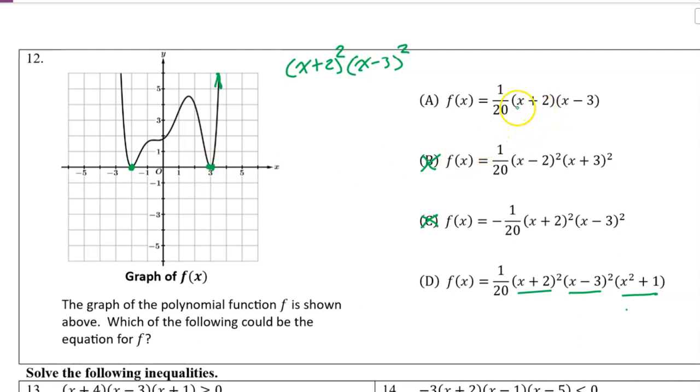Looking at option A, neither of these are squared. These are both multiplicity 1. The graph would just pass straight through those zeros if A was the answer. So the answer has to be D by this process of elimination. All right, both of these are squared and we're good. The remaining zeros that are coming from this are imaginary, so they're not going to show up on the graph.